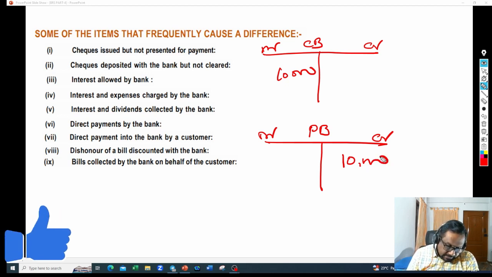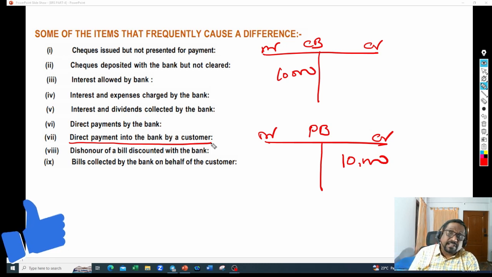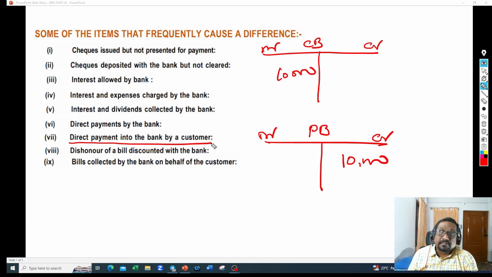Okay. Next, direct payments into the bank by the customers. Customers directly went and deposited an amount in the bank. Whose customers? Our customers, our business customers. They went and deposited. They are supposed to give that cash to us. Instead of giving that cash to us directly, they went and deposited that amount in our bank account. So that is our receipt only. Instead of us receiving that amount, the banker received it on behalf of us.